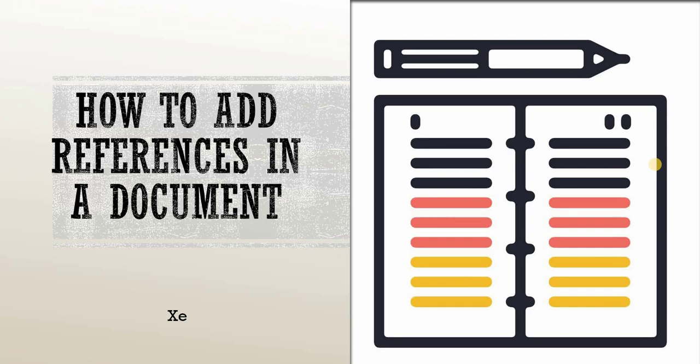How to add references in a document. When you are writing your thesis, an assignment, or a research paper, you need to add references. You need to cite articles and research papers. That usually becomes very difficult if you're adding references manually. There are several software programs available to manage references.